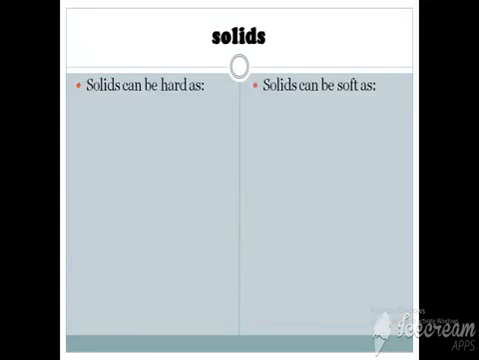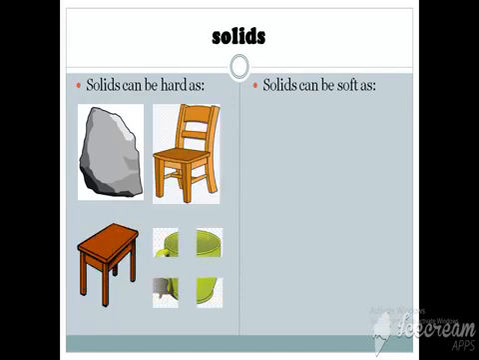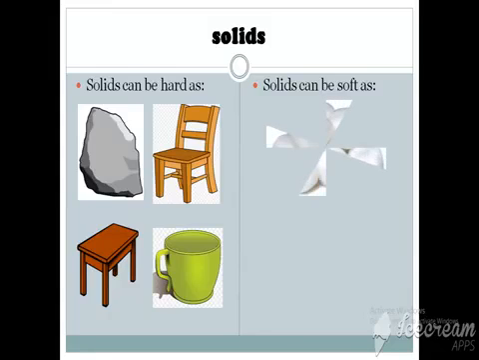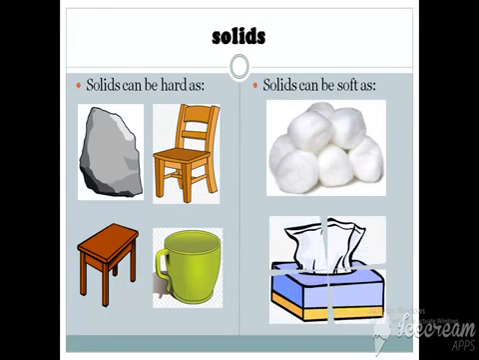Now, solids can be hard as rock, like this, hard as a chair, hard as a table, and hard as this cup. But solid can also be soft as a cotton, like this, or as a tissue paper. Just remember that solid, its particles are very close together in a fixed position and they have their own shape.